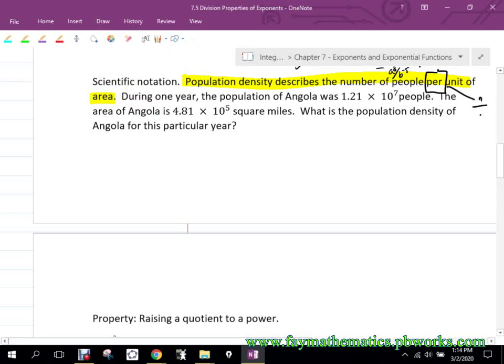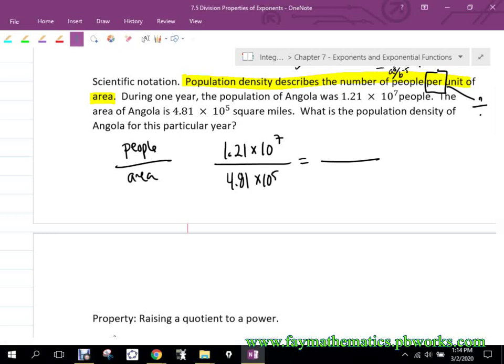So when it says people per area, look at the numbers down here. Is one of those numbers labeled people? Yes. 1.21 times 10 to the 7th, right? Is there one of those numbers labeled in terms of an area, a square unit, a square mile? Yes. 4.81 times 10 to the 5th, correct?